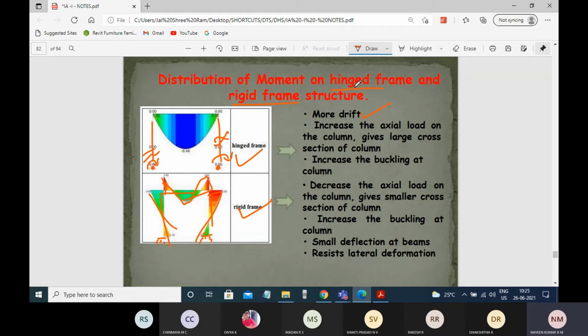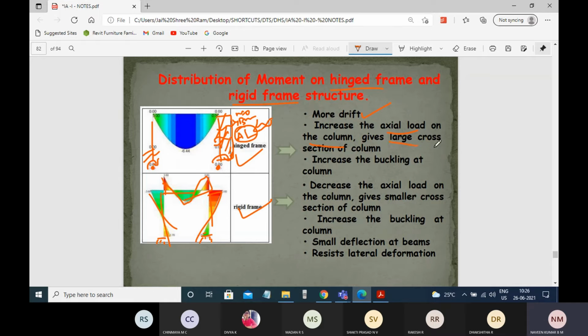If I provide hinge frame, what will be the structure? More drift, and in case of hinge frame, increased axial load on the column. Because there is no bending moment, only axial load will be there. For the design of columns, the axial loads are predominant, so you can expect a large axial load. Because of large axial load, you may require a higher size of members, a higher size of column.